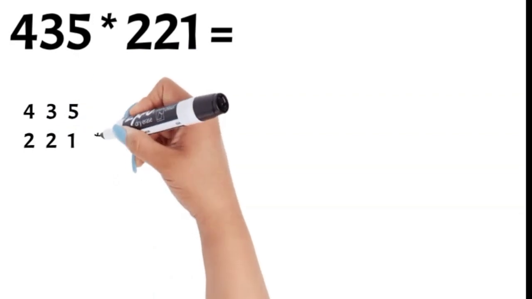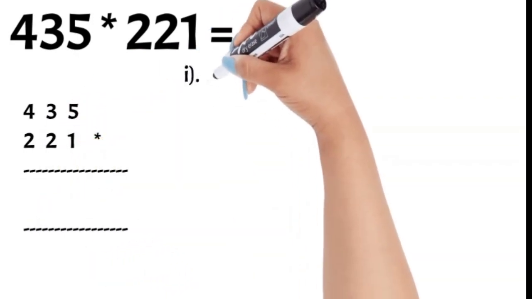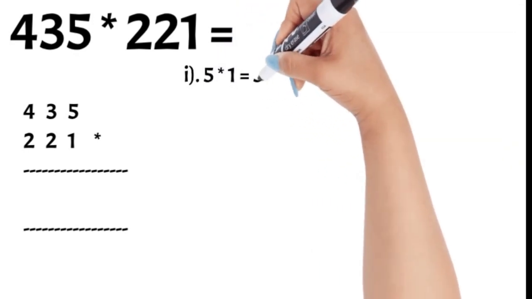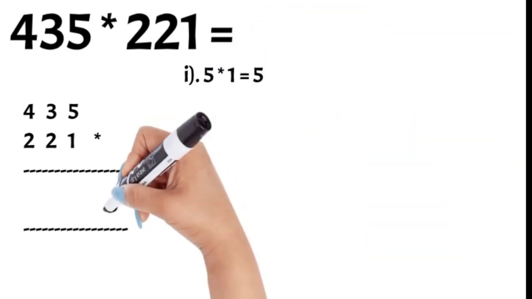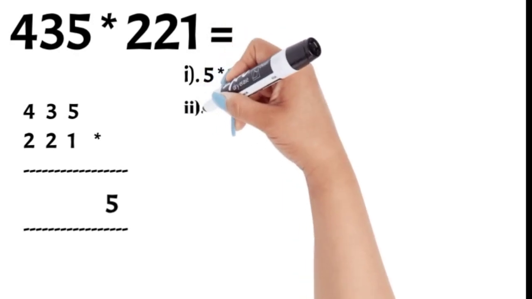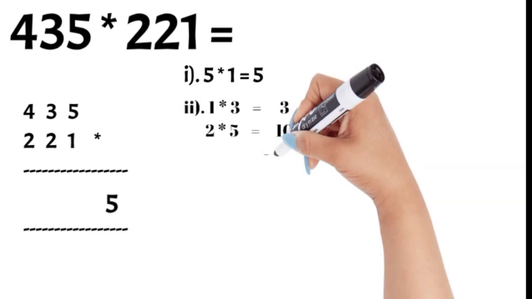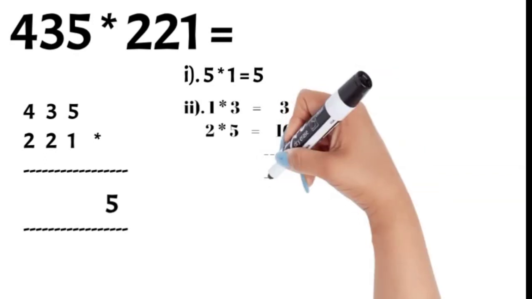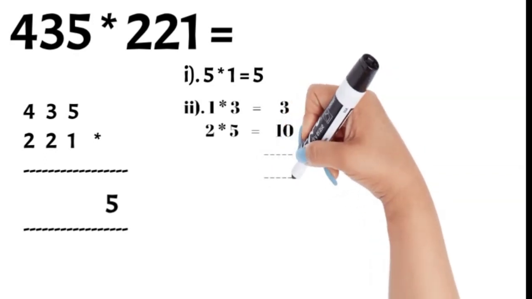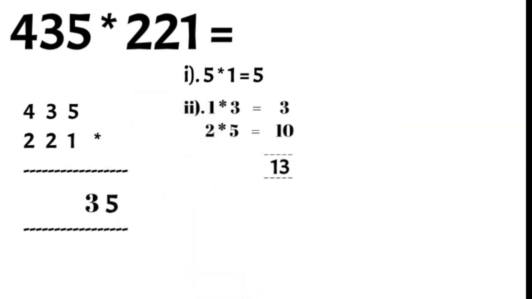435 into 221. In the first step, we multiply the last numbers up and down. That is 5 into 1, we get 5. Put that 5 as the last digit of your answer. Second, we cross multiply the last 2 numbers up and down. That is 1 into 3, we get 3, and 2 into 5, we get 10. Add both the numbers, we get 13. Put 3 as the second last digit of the answer and keep the 1 for the third step.